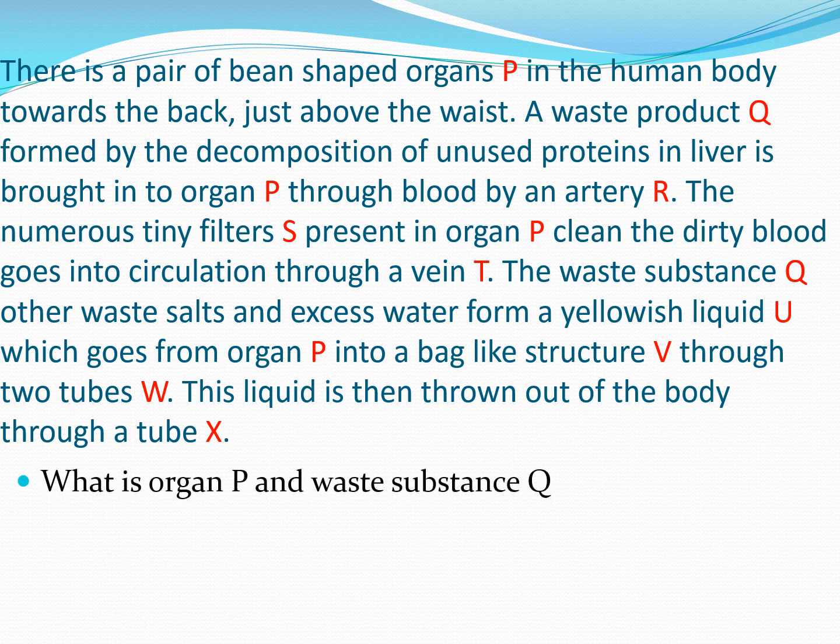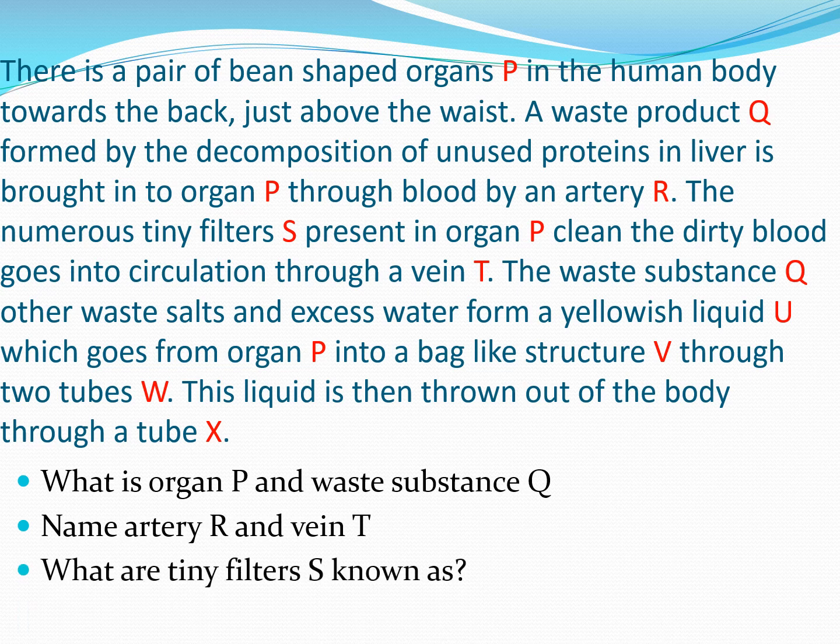First question: what is organ P and waste substance Q? Organ P is kidney, waste substance Q is bile pigments or bilirubin and biliverdin. Second question: name artery R and vein T. Artery R, which is coming into the kidney, that is renal artery. Vein T is going out of the kidney, that is renal vein. Third question: what are tiny filters S known as? Tiny filters S, they are nothing but nephrons, or otherwise you can say renal arterioles in glomerulus.